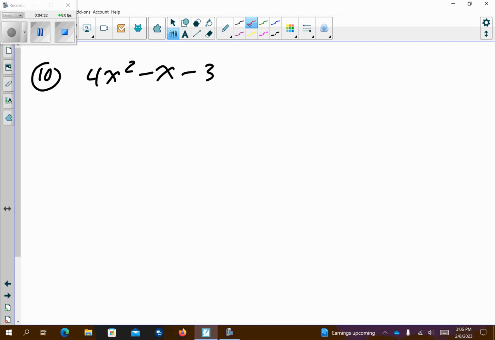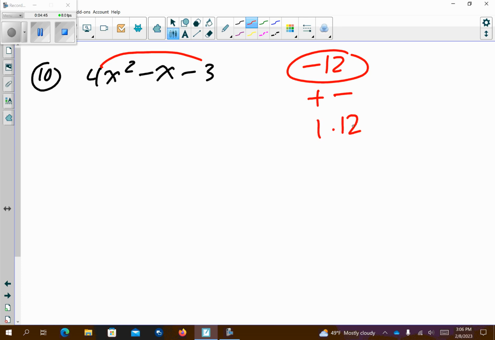Problem number 10. I'm going to multiply those together, so I get a negative 12. In order to get a negative number when I multiply two numbers together, one has to be positive, one has to be negative, so we have to figure out where the signs go. So I know that 1 times 12, if I subtracted those, no, I'm not going to get the 1. If I go to about 2 and 6, well, I can't really subtract those and get the negative 1. 3 and 4 are 1 apart, so these will definitely work.